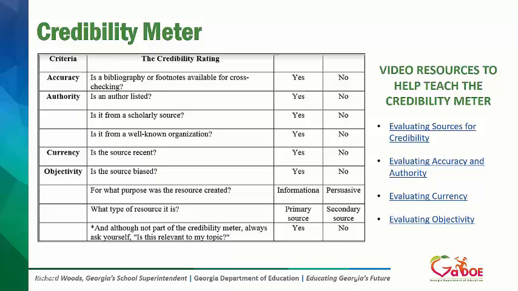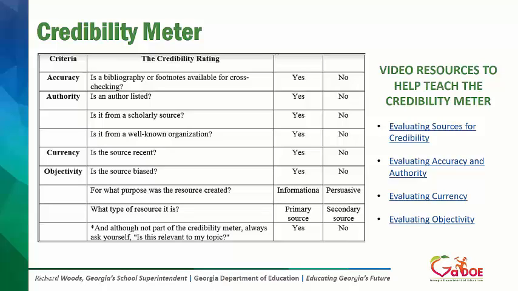And also objectivity: is the source biased? For what purpose was this resource created? Is it informational? Is it persuasive? It has to be informational. If it's trying to convince you of something, then that is not going to apply in the credibility meter. Then, what type of source is it, a primary source or a secondary source?